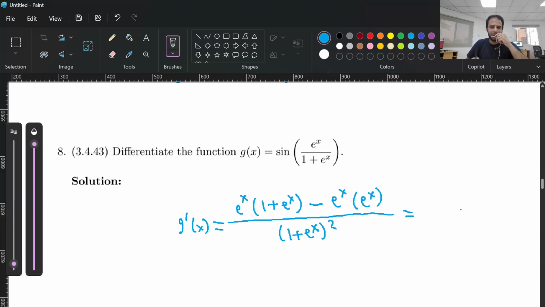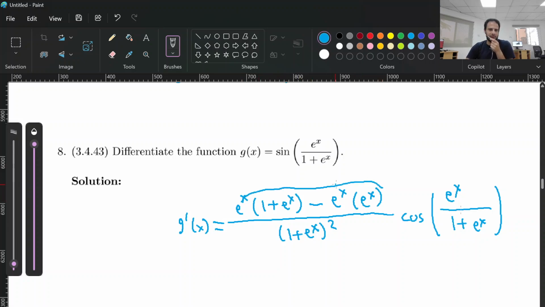Ah, we forgot an important thing. I think it's better not to start from the inner, because we forgot the outer function. Sine, okay, it becomes cosine of the argument. It seems very dangerous to start from the inner, because I forgot the 1 plus e to the x. Yeah, now it's good. Now this part, if someone wants to simplify it, it will be just 1 because you have e to 2x. No, it's not 1. It will be e to the x. This is the simplified form.